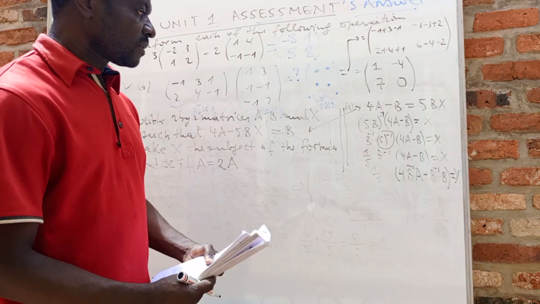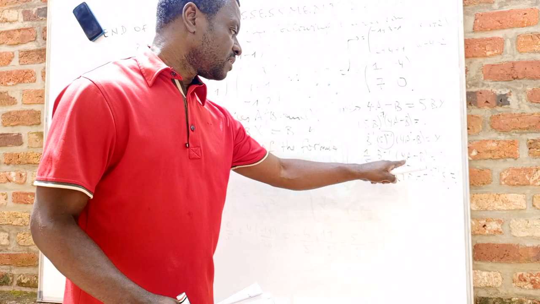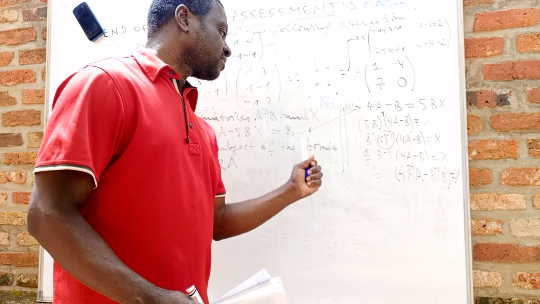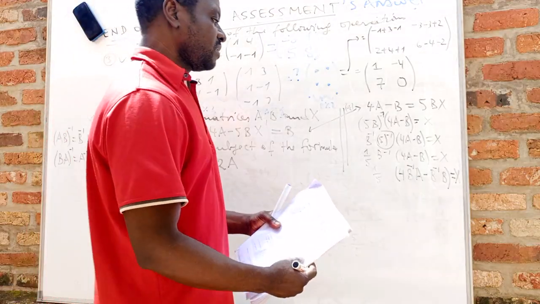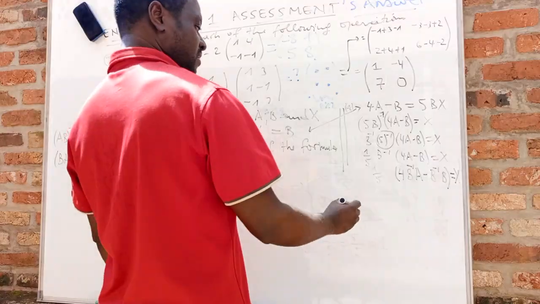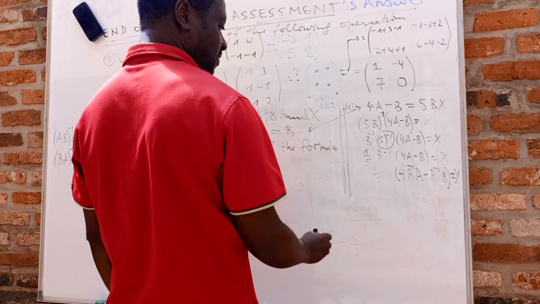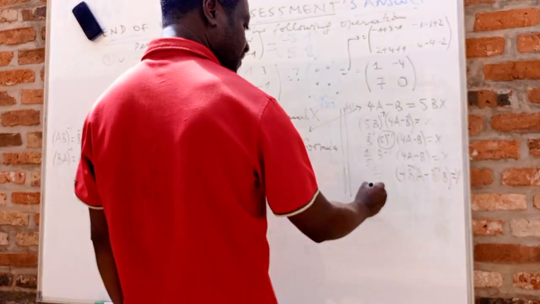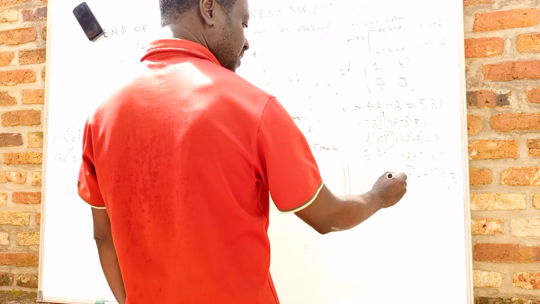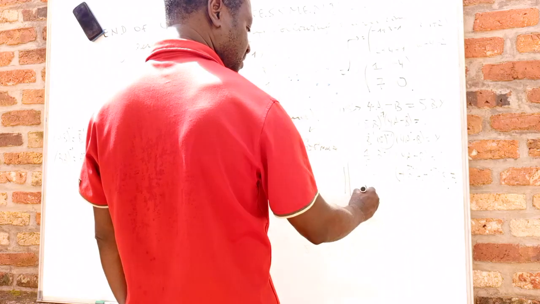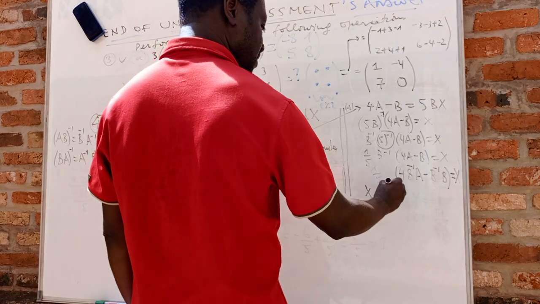So here this is a scalar. A scalar commutes with any matrix, so there is no problem with this one according to matrix multiplication. Okay, now next the result will be X is equal to 1 over 5.